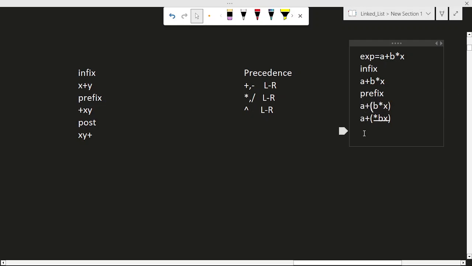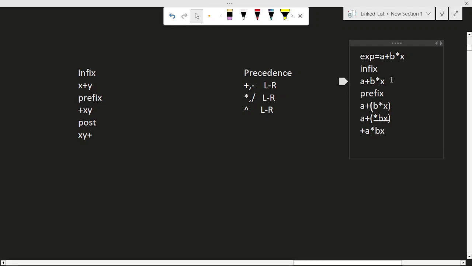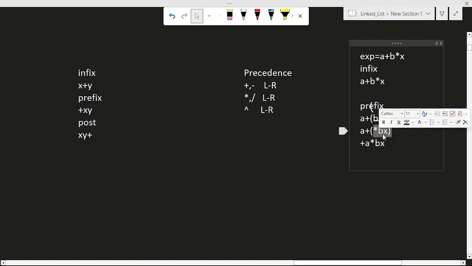For that, I write plus a star bx. So this is my prefix expression, right? Because this a will be taken as one operand, and star bx, that is the multiplication symbol and bx, will be taken as another operand. We are considering these two as operands. Then I will add plus here, then write these two operands. That is how it works.